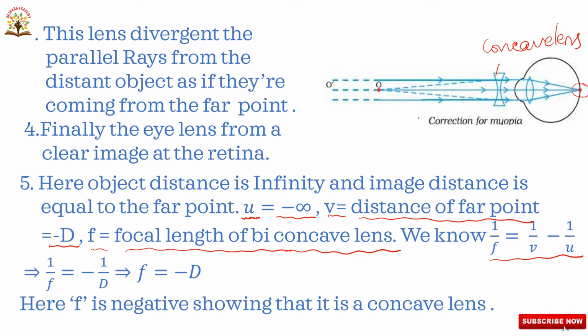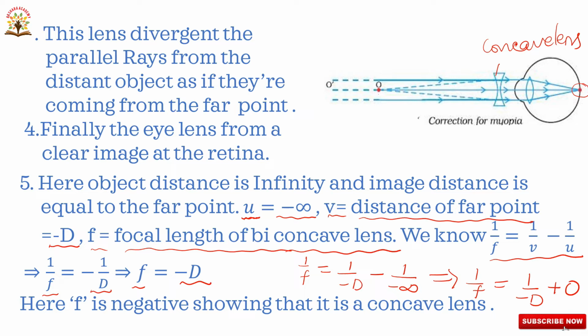By using the lens formula, 1 by f is equal to 1 by v minus 1 by u. Substituting the u and v values, we get 1 by f is equal to 1 by v, nothing but minus d, and u, nothing but minus infinity, minus minus plus. So it becomes 1 by f is equal to 1 by minus d plus 1 by infinity, whose value is 0. So 1 by minus d plus 0, that is 1 by minus d. So 1 by f is equal to minus 1 by d. That implies focal length f is equal to minus d.